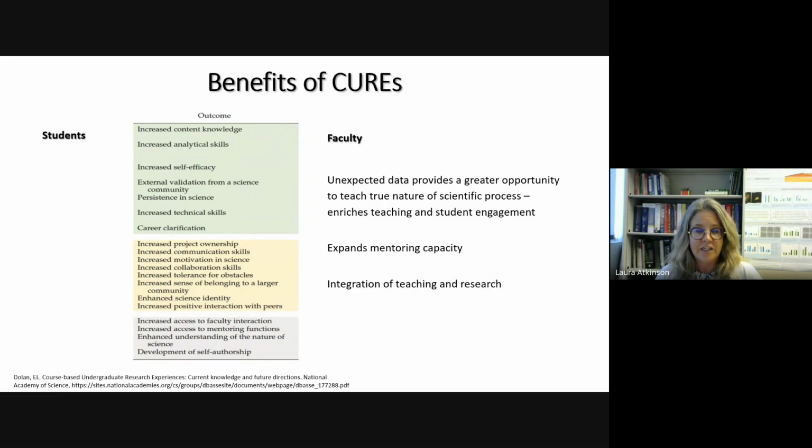If we look at interaction with faculty and mentorship, CUREs increase the ability for students to gain that. And inherent in doing research is that they have an enhanced understanding of the nature of science and the development of self-authorship. For faculty, I think, in my experience, the unexpected data provides a greater opportunity to teach the true nature of scientific process. And that really has enriched my teaching and the student engagement in my courses.